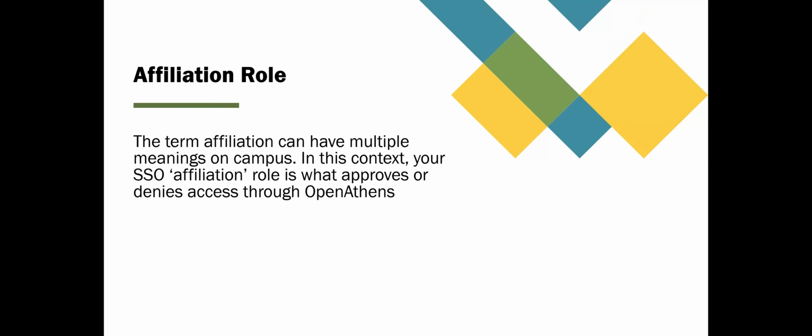Lastly, another reason for failure is your affiliation role. And I just want to throw in a quick note that the term affiliation can have multiple meanings on campus. In this context, your SSO affiliation is what approves or denies access through OpenAthens. The SSO is managed by Identity Management, which is a department within UTech. And they have set up their system to automatically talk to the SIS, the FIS, HCM, etc. Not important to remember any of it, but it's just to shed some light on the current configuration and why you might get an error message.